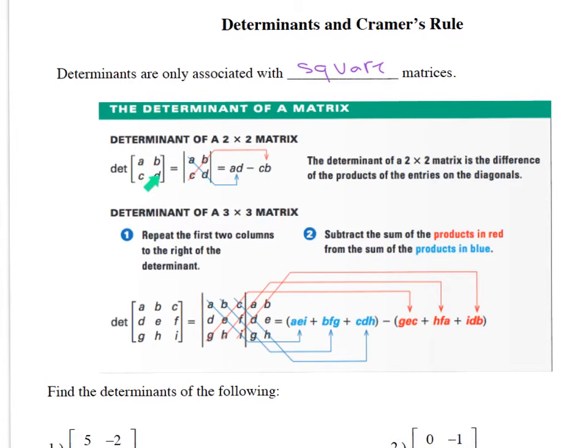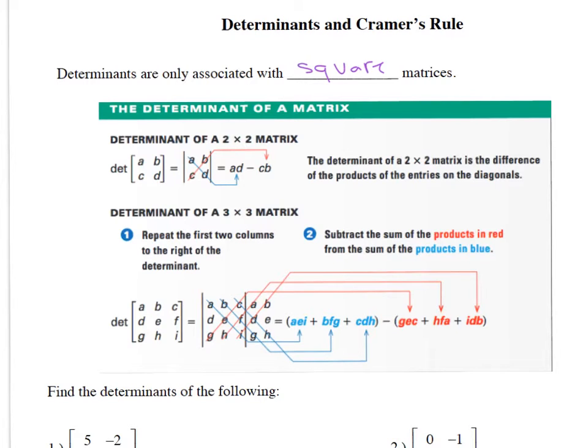So you're going to take your entries, and you see here they're color-coded. You have A, B, C, and D. The main diagonal, which is A and D, that's what we call the main diagonal in a matrix. You're going to multiply A times D, that's what they show here in blue, and then you're going to multiply B times C, and you're going to subtract those values, and that gives you the determinant.